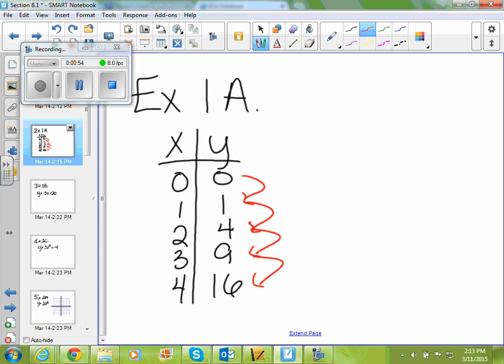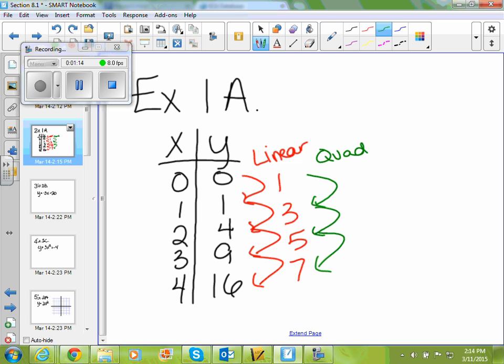Okay, so 0 to 1 is 1, 3, 5, 7. These are your first differences, and this is what tells you if a function is linear. We don't care about the function being linear because we want to know if it's quadratic. So we have to do this again, and we have to find our second differences. Our second differences are all the same. Then it's quadratic.